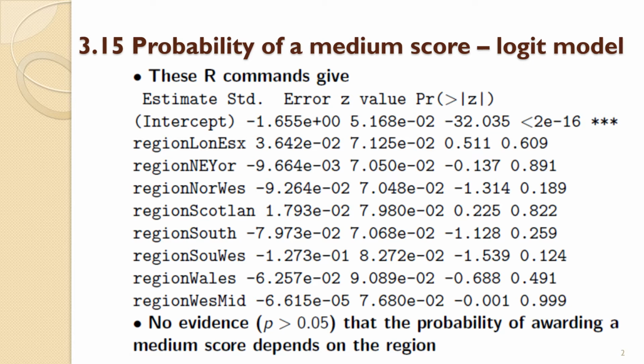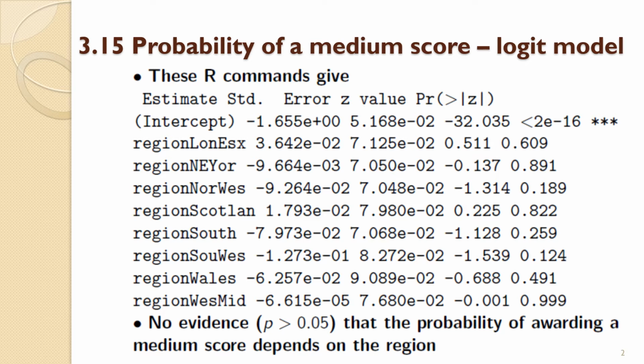So all you would need for the assessment for this module would be no evidence, p bigger than 0.05, that the probability of awarding a medium score depends on the region. That would be all you would need for the assessment for this module, just as simple an interpretation as that. And this makes sense from the underlying context, because remember we said that you've got three categories, so it should be possible to describe this system by two equations.